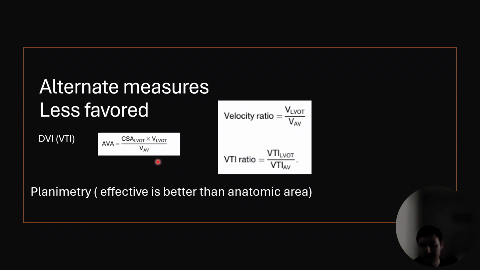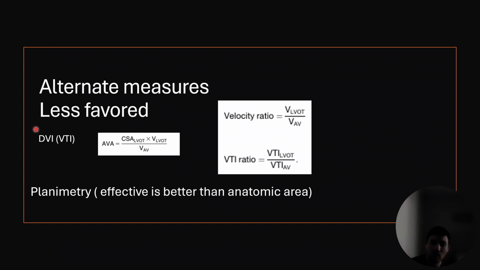And then don't forget: you measure the LVOT diameter, you square it, times 0.785, and then times the VTI of the LVOT that you obtain by pulse wave Doppler, divided by the VTI of the aortic valve obtained by continuity equation.